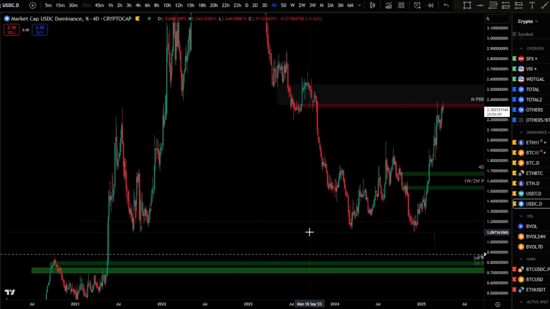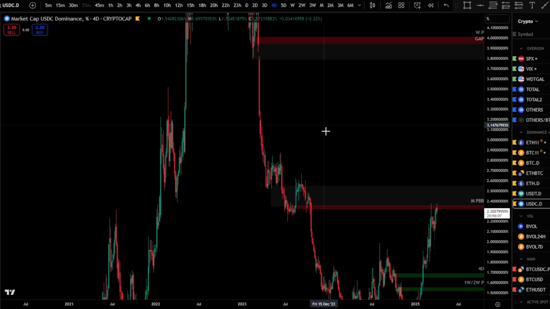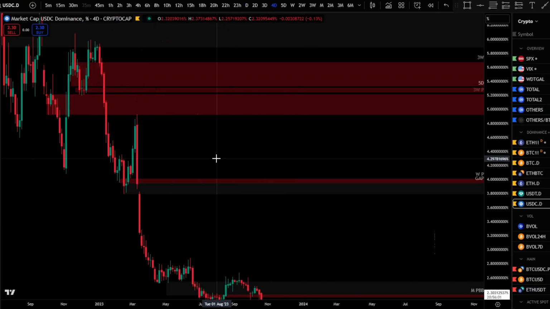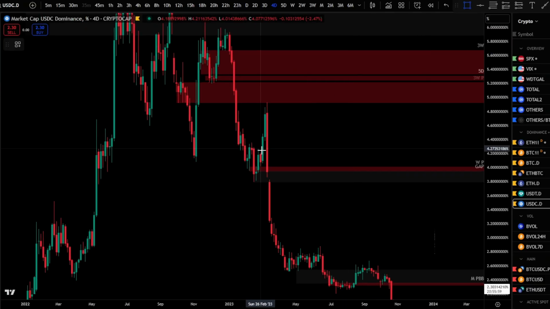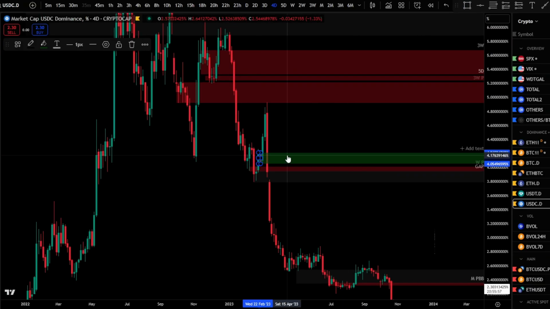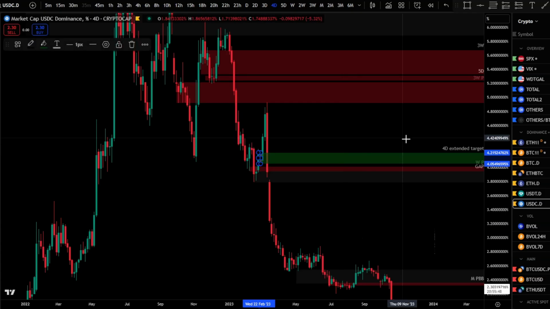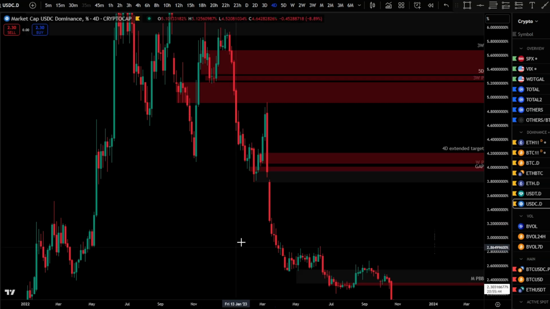Yeah, not much here to see. This one is the thing. Gap. Here's another one which could wick through here with the weekly. Go for the extended target. Okay.